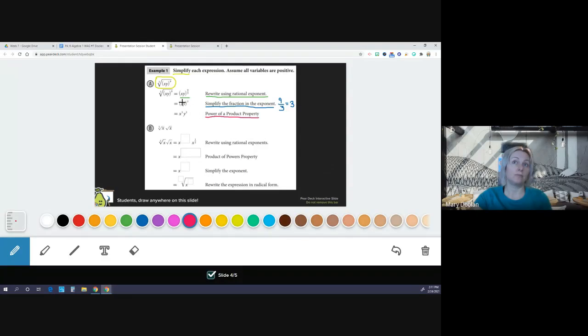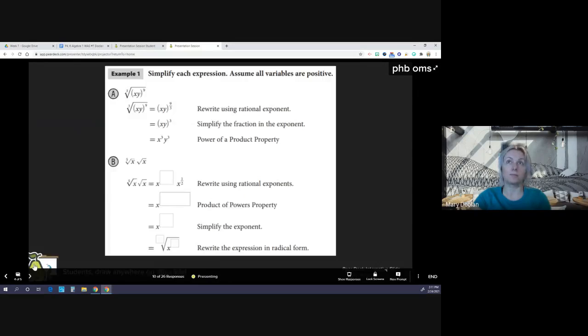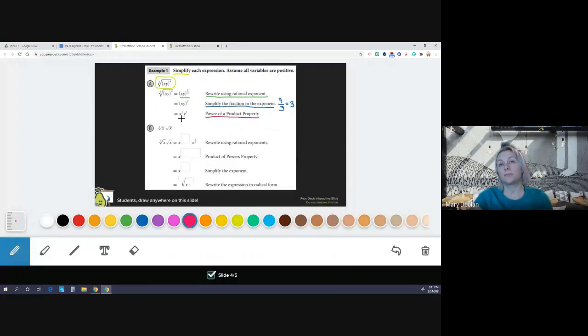No, that's not the same one. Power of a product. That's product of a power. Power of a product, that's this one. Sorry, my bad, I'm reading it backwards. Power of a product. So we don't have the same base. The exponent is coming into each piece. The other one is when we have the same base. And that's why the 3 came into the x and the 3 came to the y. And then that's it. It's simplified. You're done.